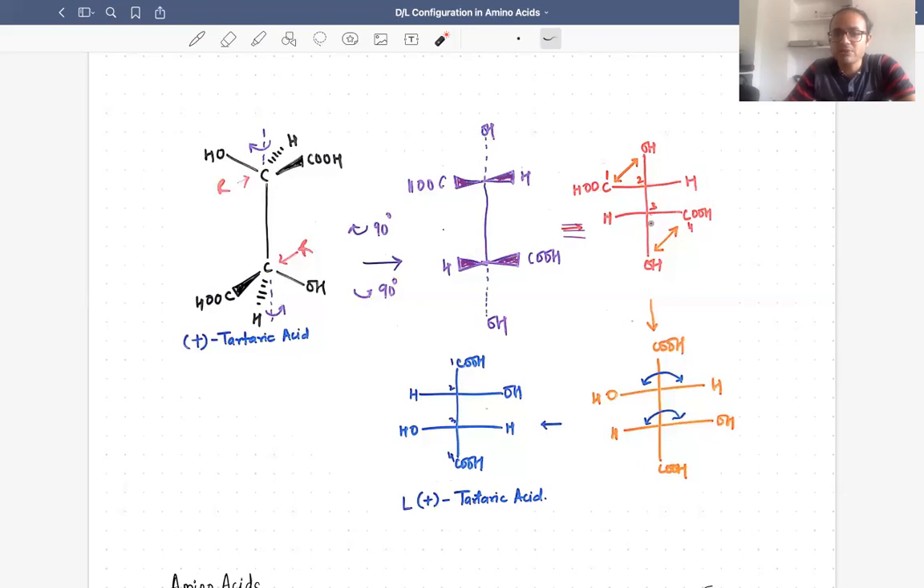Similarly, here also first, 2 and 3, it looks to be anti-clockwise, so S, but your last priority group is on the horizontal bond, therefore the configuration of this chiral center should be R configuration. Okay, so the Fisher projection is correctly predicted.